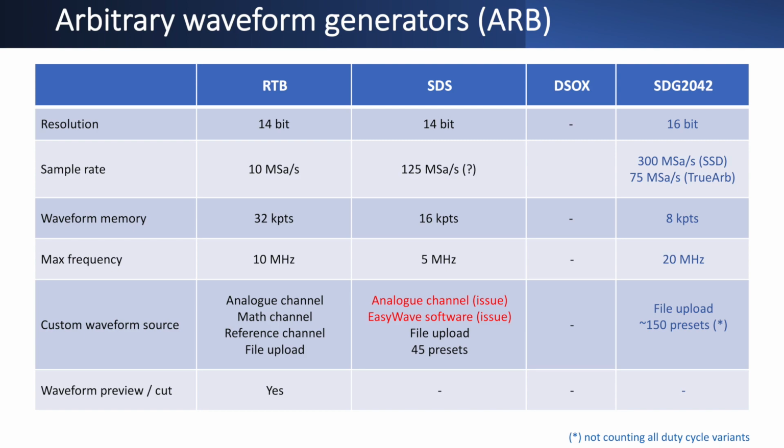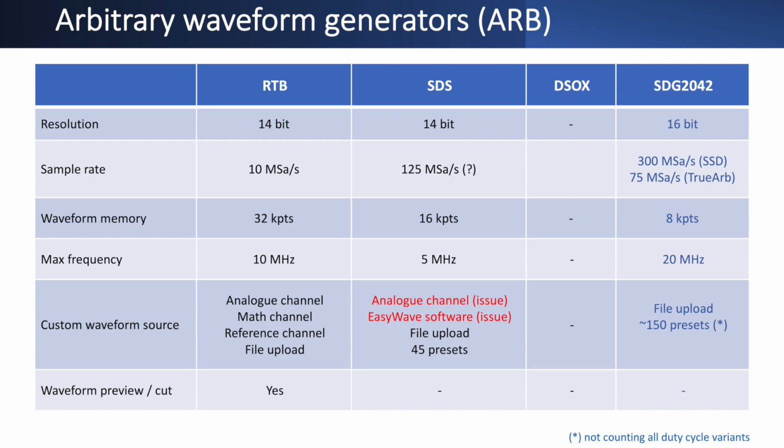Now, how does this compare to a standalone function generator with an ARB functionality? So I'm also showing here the specs for the most expensive Siglent signal generator that I talked about a little bit earlier, the SDG2042. So its resolution is higher. Its sample rate is also higher, although that also depends on the specific mode the device is running in.